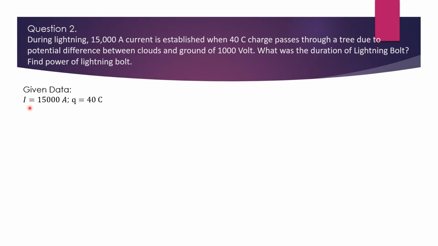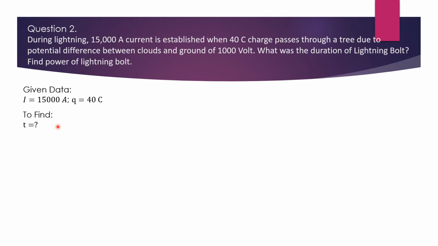Now given data is current that passes through the tree, 15,000 ampere, and charge is equal to 40 coulombs. Now we know that current is rate of flow of charge per unit time. For this 40 coulomb of charge, 15,000 ampere has passed. That means the time must be very, very short. So we will calculate and let's see.